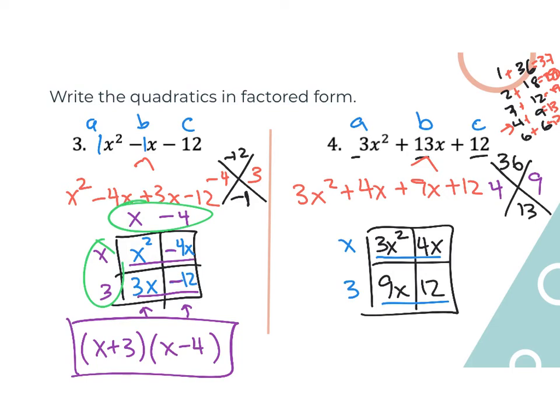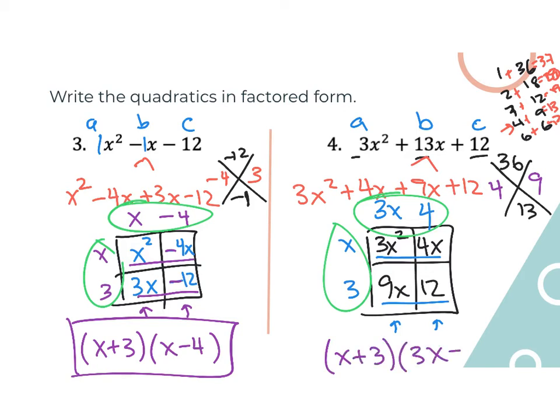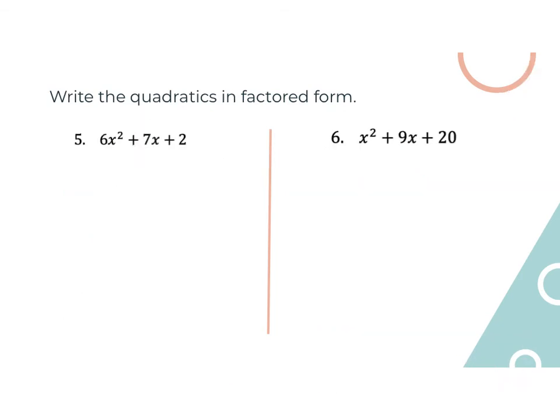9 and 12 have a common factor of 3. From this first column, 3x squared and 9x, I can do a 3 and an x. And from this second column, 4x and 12, I can do a 4. So here's my factors. Let's put those together. I've got x plus 3 and 3x plus 4. There's my factored form.